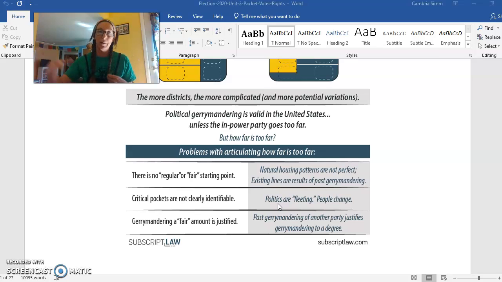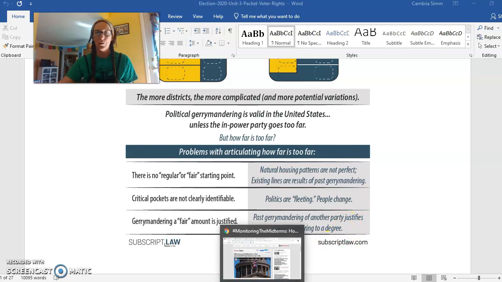Politics are fleeting and people change their minds from election to election. People also move and change the political makeup of residential areas. Gerrymandering, a fair amount is justified, people will say. Past gerrymandering of another party justifies the gerrymandering to a degree when redrawing the lines at present, right? Because people are trying to undo the gerrymandering of the past. So these are some of the issues that we run into when talking about this complicated issue.